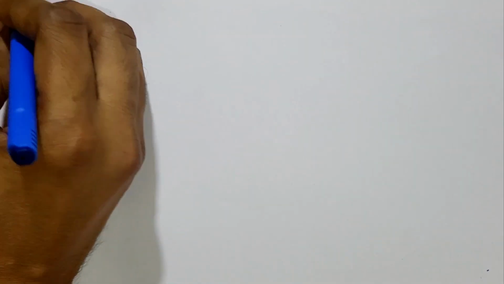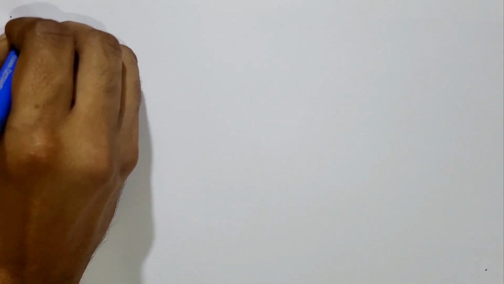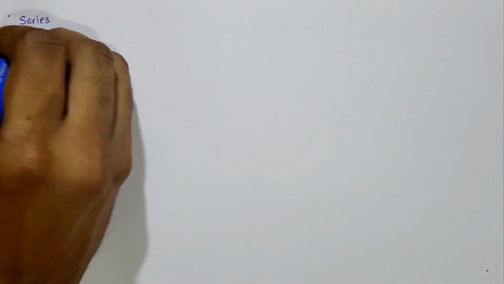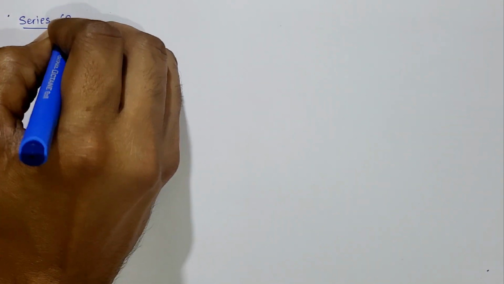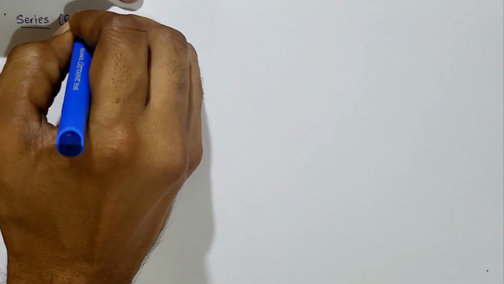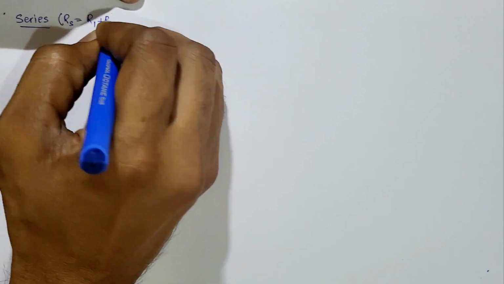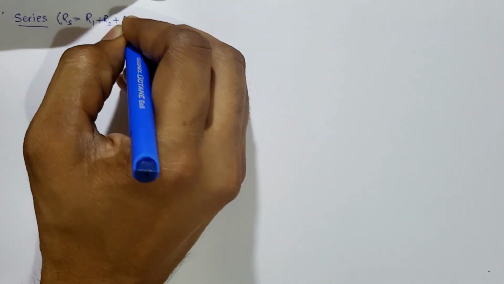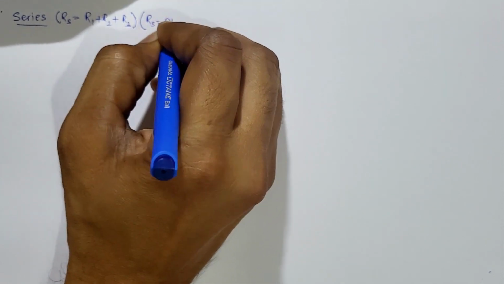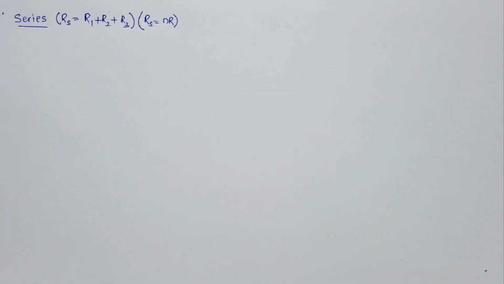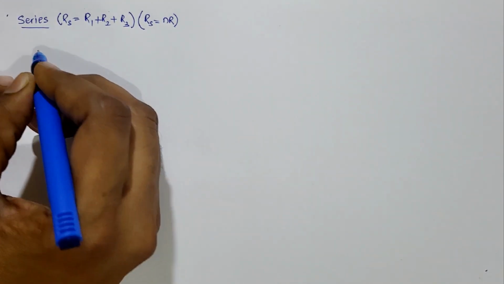Right. So now let us write the formulas first. Series combination. What are the formulas? Rs is equal to R1 plus R2 plus R3 and so on. And also Rs is equal to N into R. On series combination, nobody will have any doubt. Very simple. Even though, we will solve at least one problem.